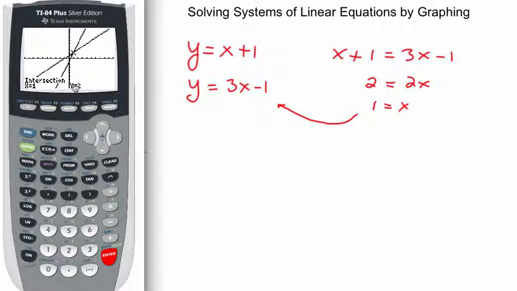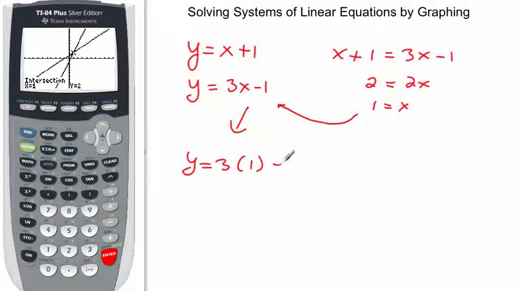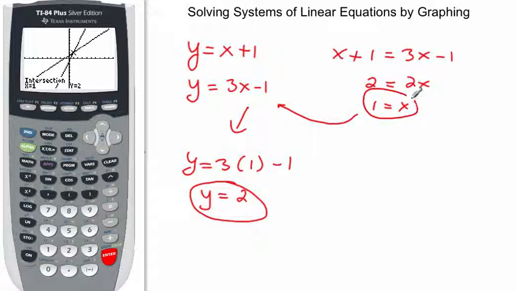and the calculator gives the intersection point of x equals 1 and y equals 2, which we can confirm: had we plugged in 1, we would have y equals 3 times 1 minus 1, or y equals 2. So we would have had an intersection point at x equals 1 and y equals 2. And that's our first example using the calculator.